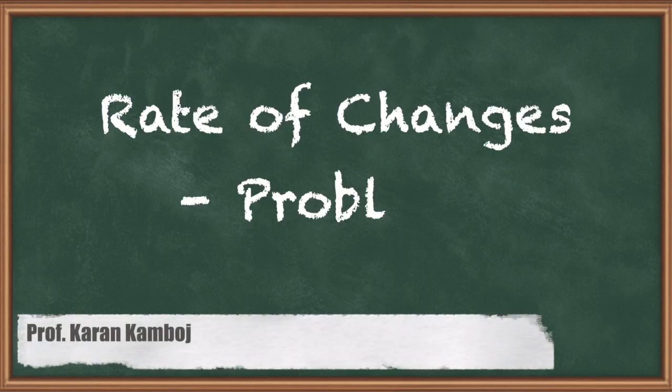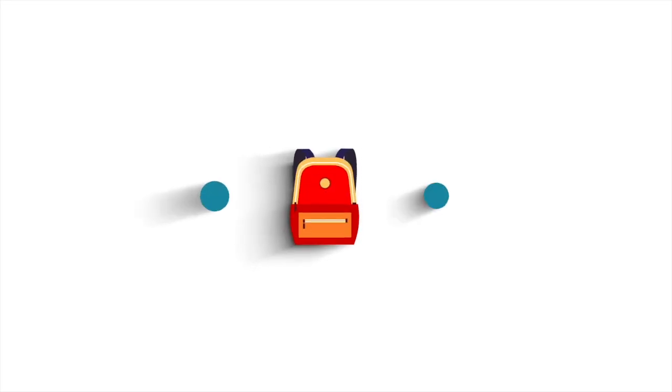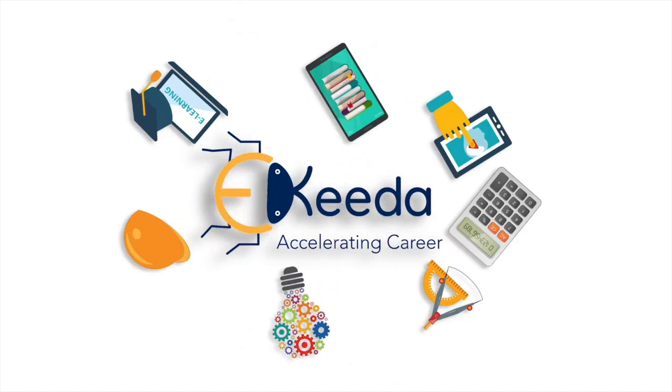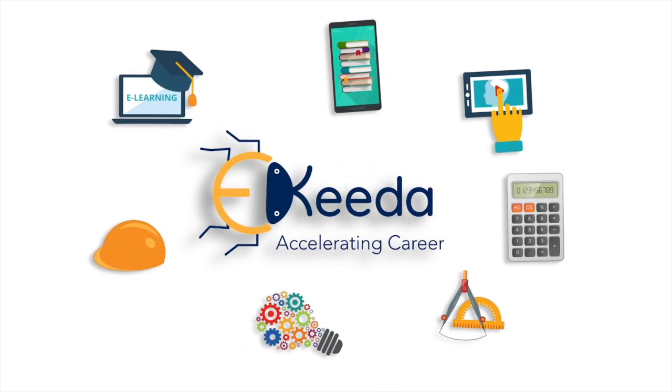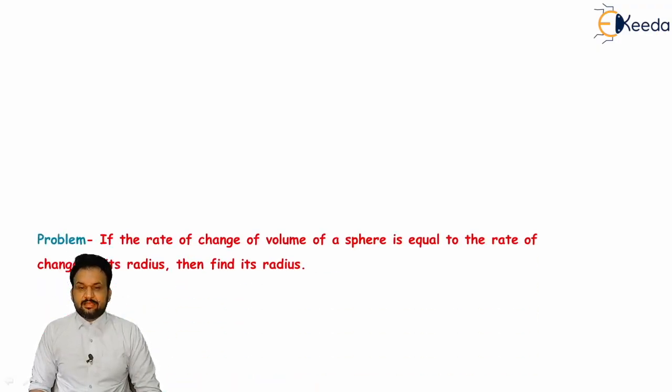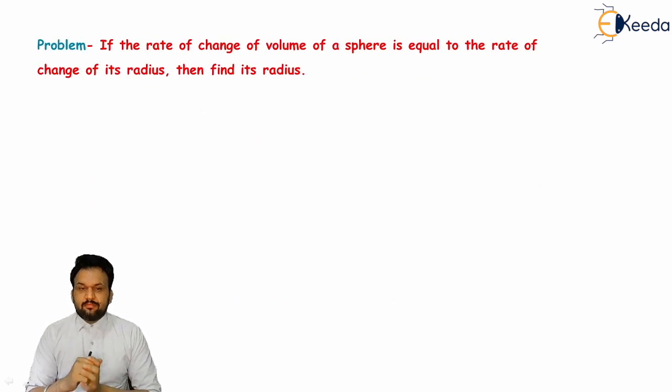Hello friends, in this video we will discuss the concept of rate of change, and here I'm giving you the solution of some problems related to rate of change. So let's start the first problem from rate of change, and it is here. The problem is defined by: if the rate of change of volume of a sphere is equal to the rate of change of its radius, then find its radius.